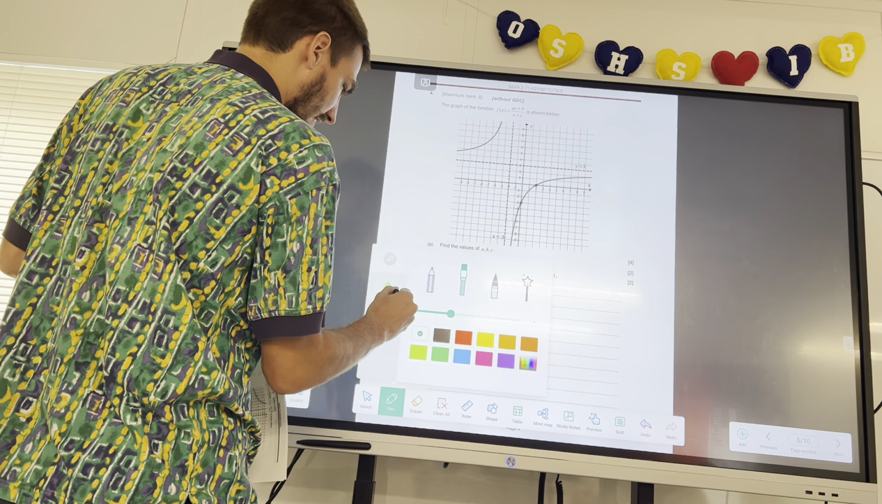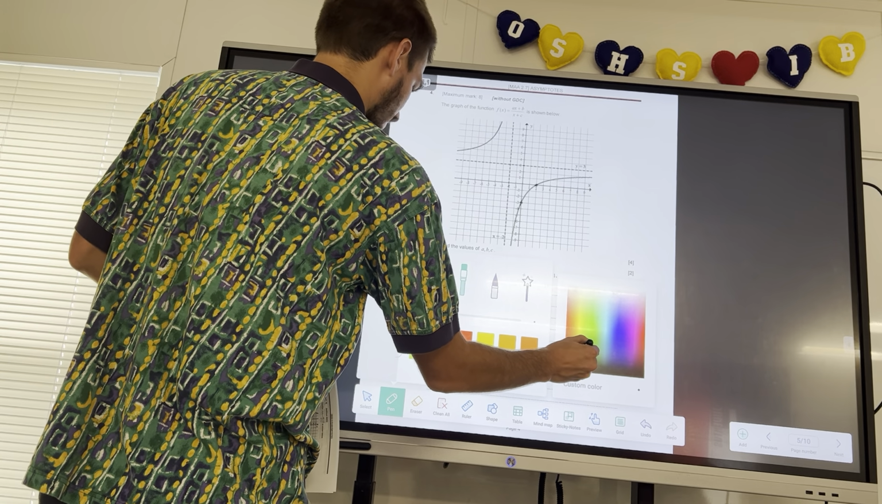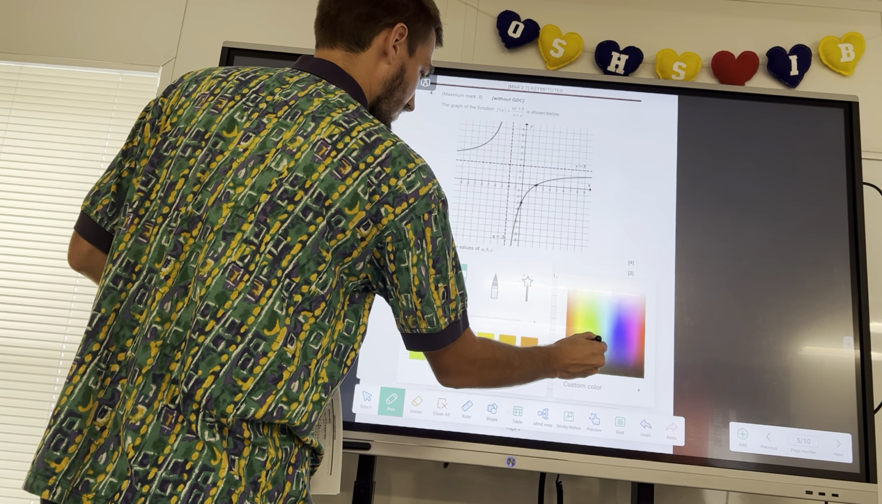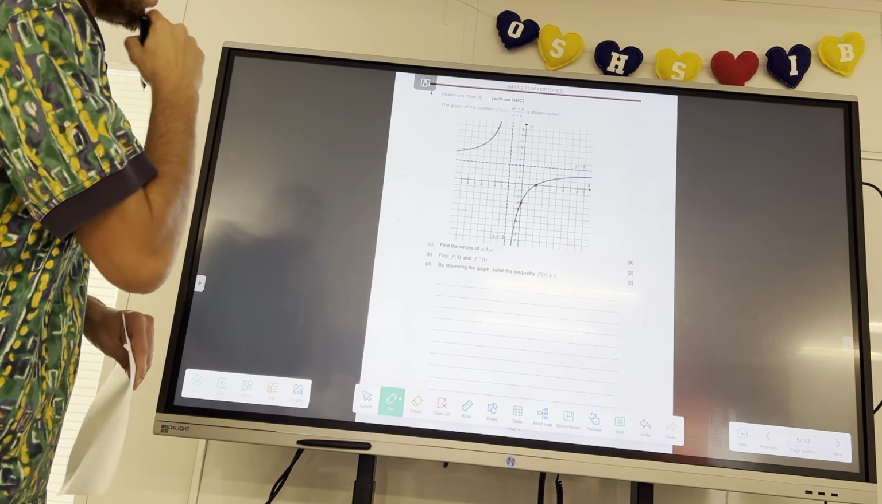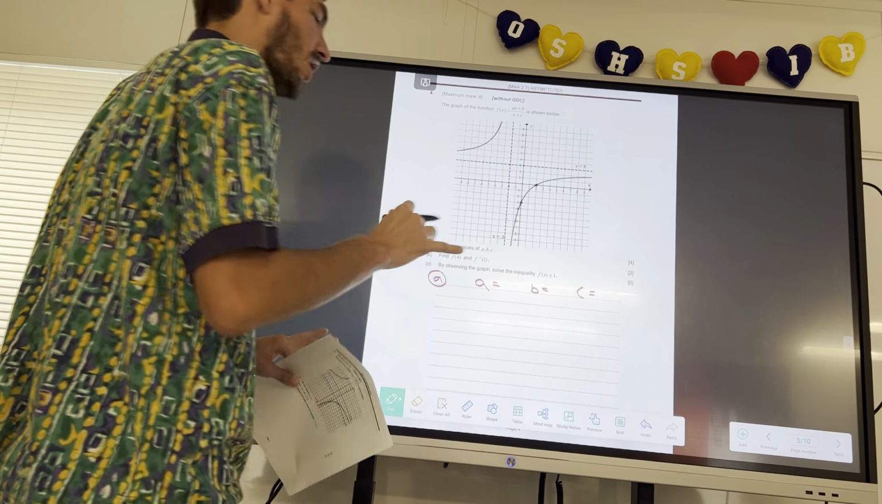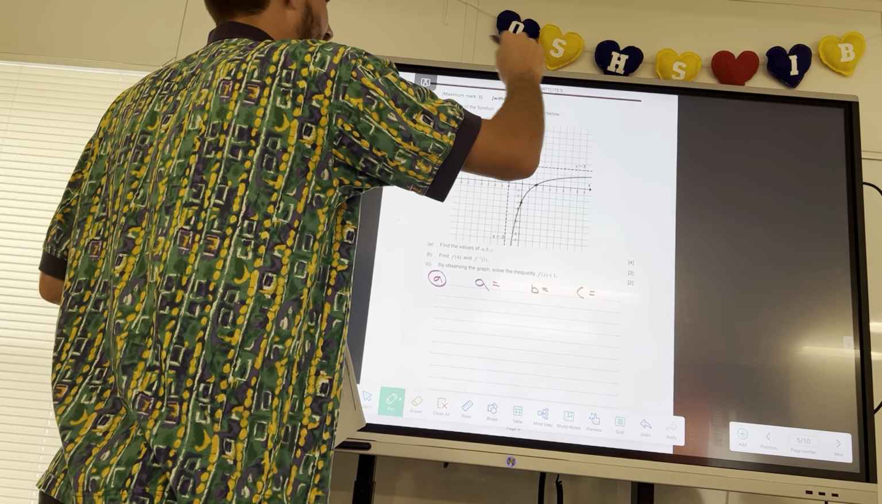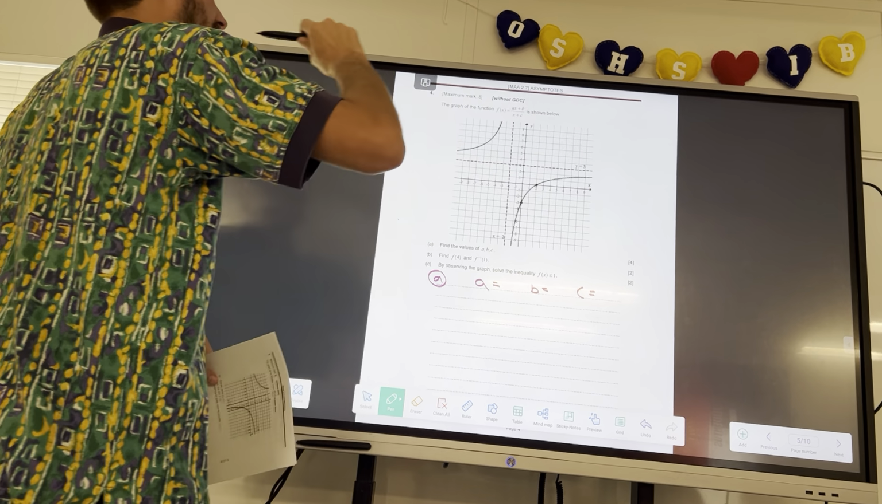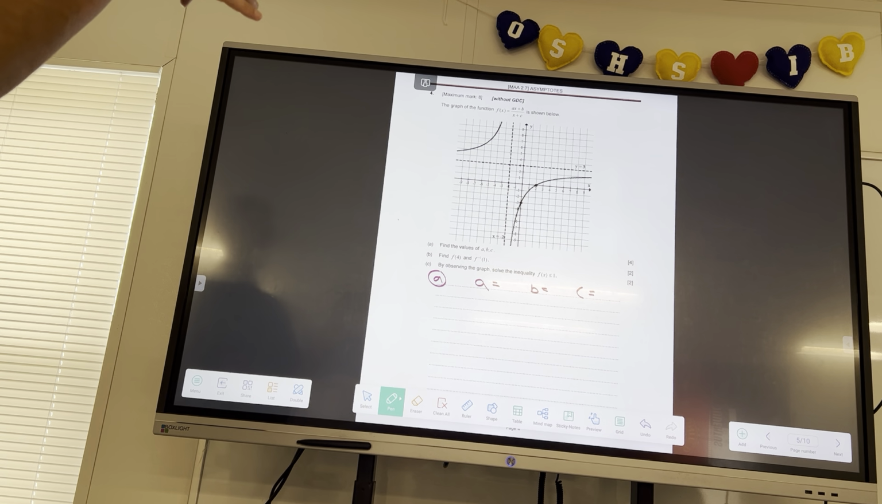I need to change my pen color to something I can see on both. Maybe this color. So, A, B, and C. Now, we don't need to come up with all of these at the exact same instant. AX plus B divided by X plus C. Now that is not our perfect form. That is not our perfect setup. That is not our standard go-to.